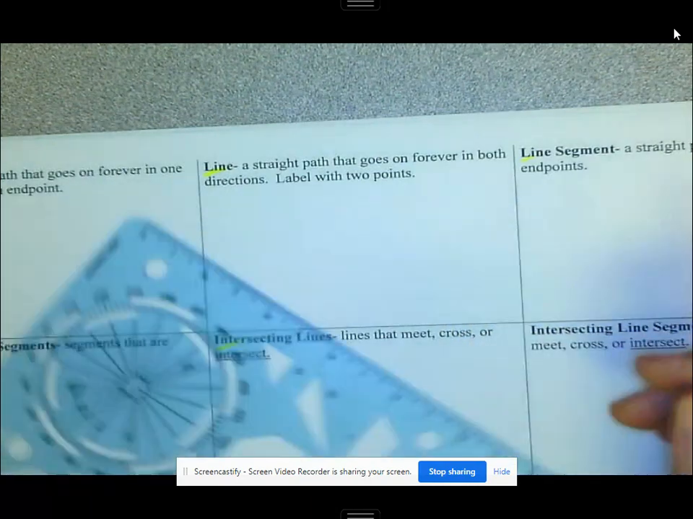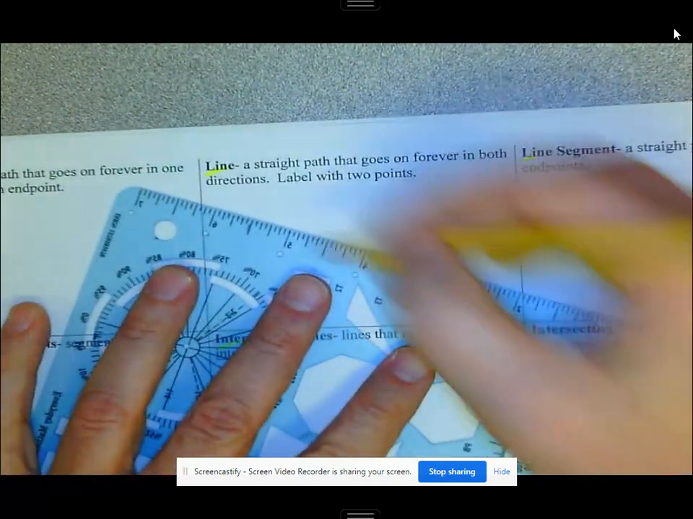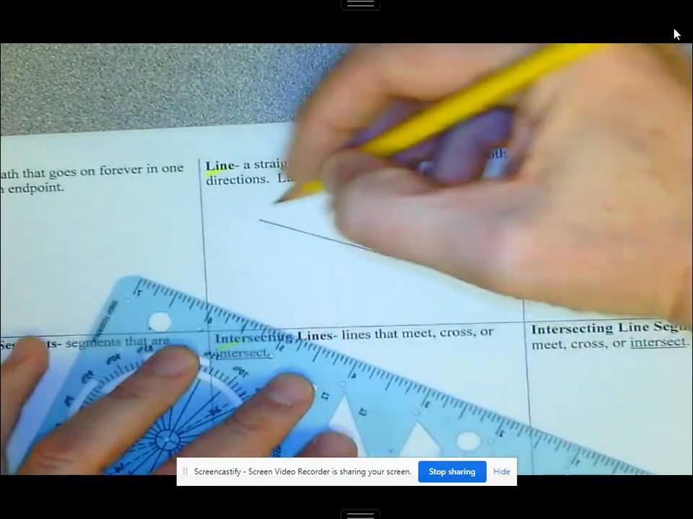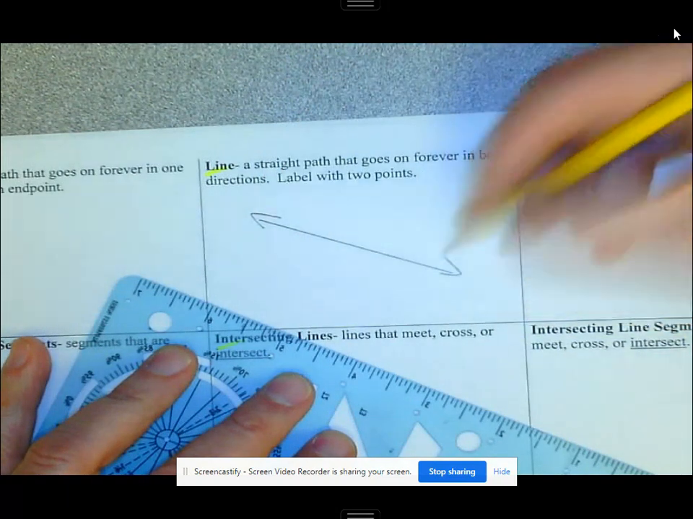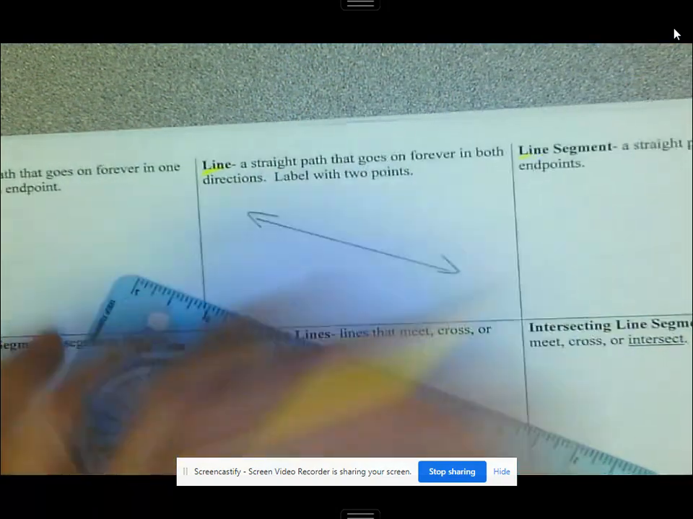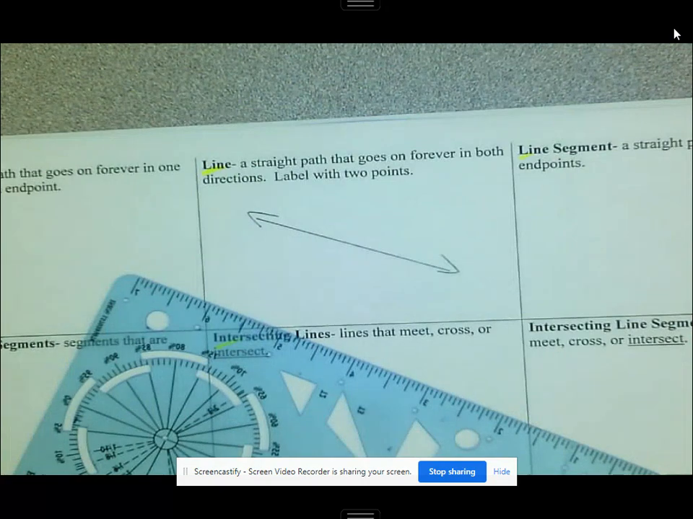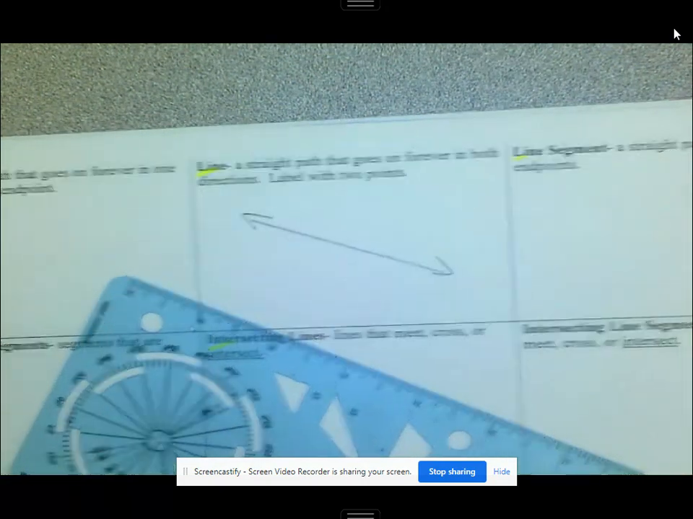A line is a straight path that goes on forever in both directions. We're not going to label it today, but you will often see it drawn like that with two arrows indicating that it goes on forever in both directions.